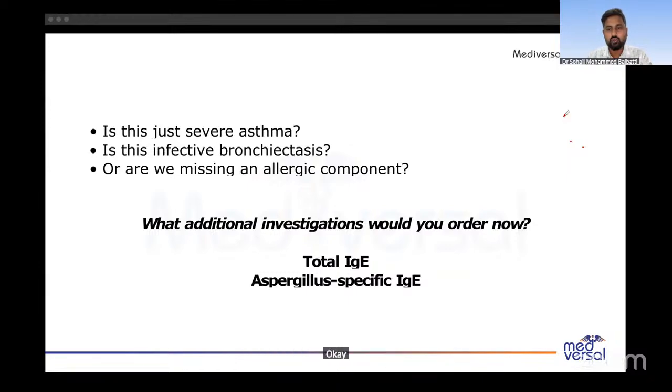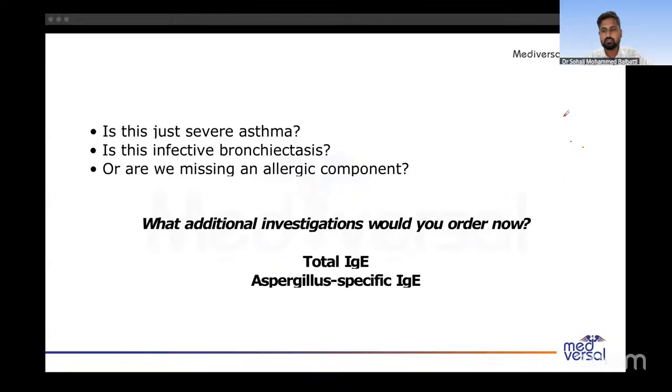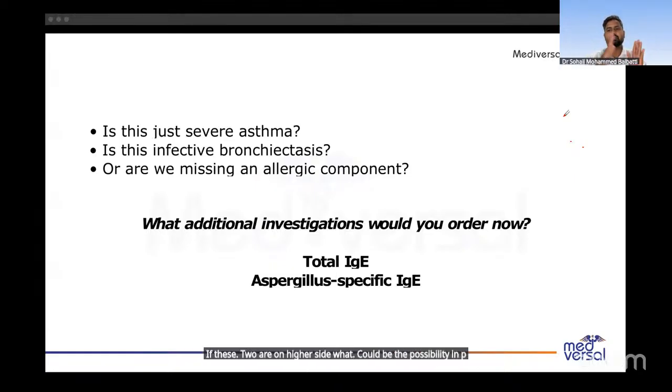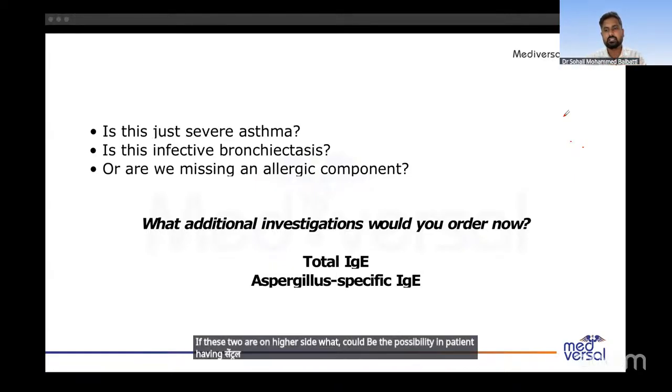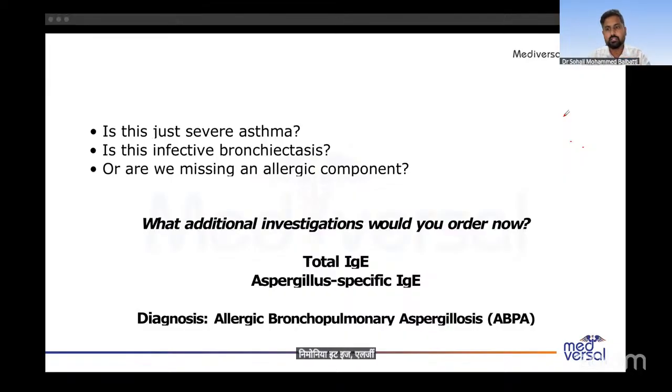So the diagnosis was, can anybody tell, if these two are on the higher side, what will be the diagnosis? What is the etiology of bronchiectasis in this patient? If these two are on the higher side, what could be the possibility in an asthmatic patient who is having central bronchiectasis? Serum total IgE and aspergillus specific IgE are on the higher side. It is allergic bronchopulmonary aspergillosis.